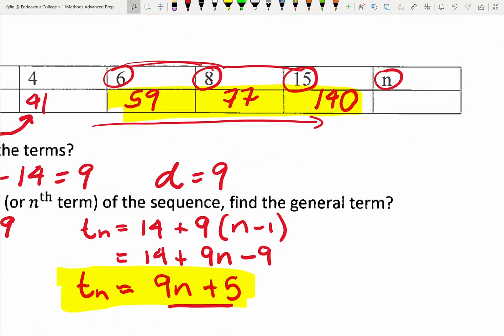And remember, we worked out that the nth term is 9n plus 5. So for term 6, 6 9s are 54 plus 5 is 59. 9 8s is 72 plus 5 is 77, and so on. So now that you've worked out the explicit formula, you can go back and fill these in if you were not able to just do it by looking. In the next video, we'll have a look at example 2.